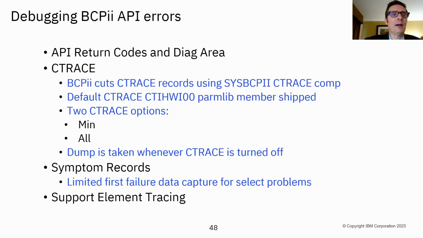When you're debugging problems, one of the first things we do is, of course, look at the individual BCPI API's return code, and within that API there's a diagnostic area that does provide a little bit of data. With the HWI REST, there's a lot more diagnostic information. So we are very verbose.